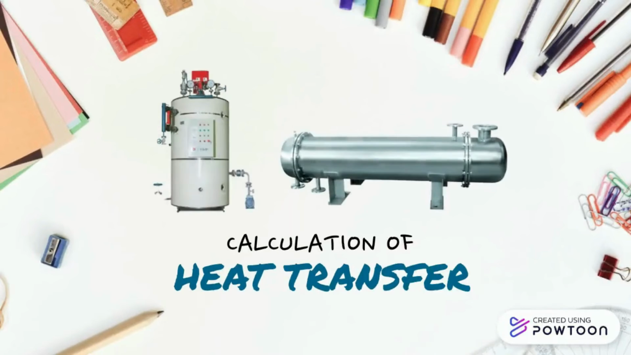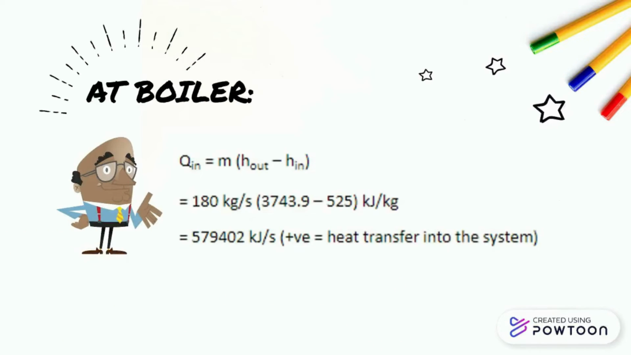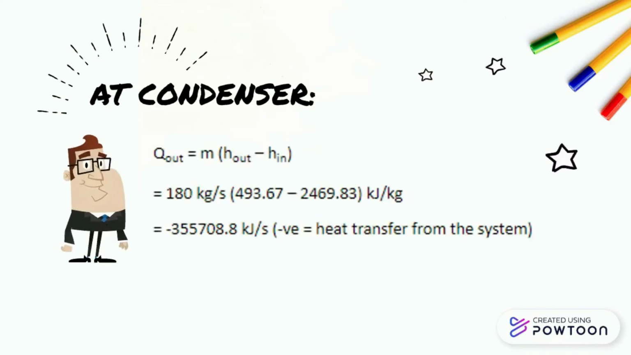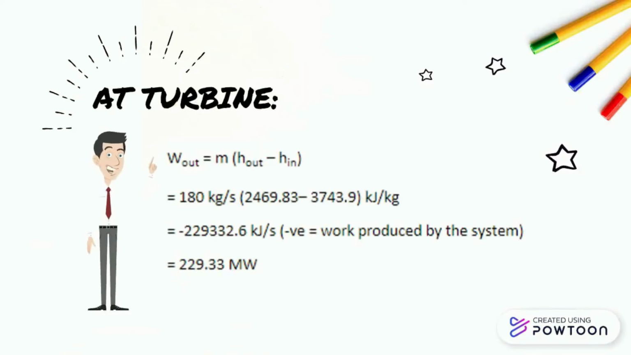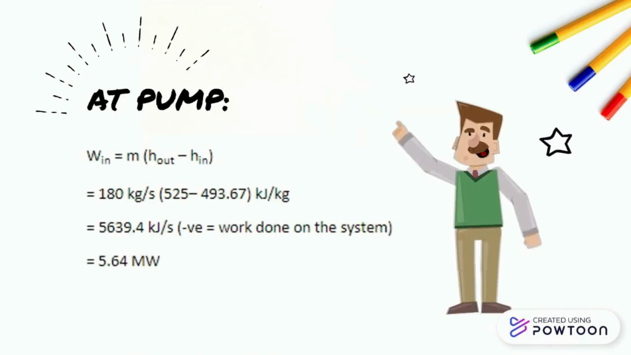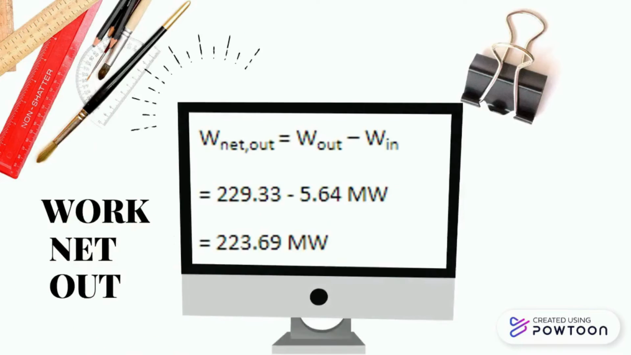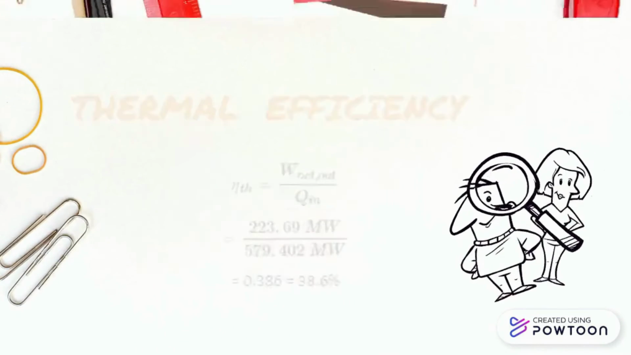Next, we will calculate the amount of heat transfer. At the boiler, the heat is transferred into the system. At the condenser, the heat is transferred out of the system. Now, we will calculate the amount of work. At the turbine, the work will be produced. Meanwhile, at the pump, the work will be consumed. Work net out is equal to work produced at the turbine minus work consumed at the pump. The thermal efficiency is the ratio between work net out and Q in.